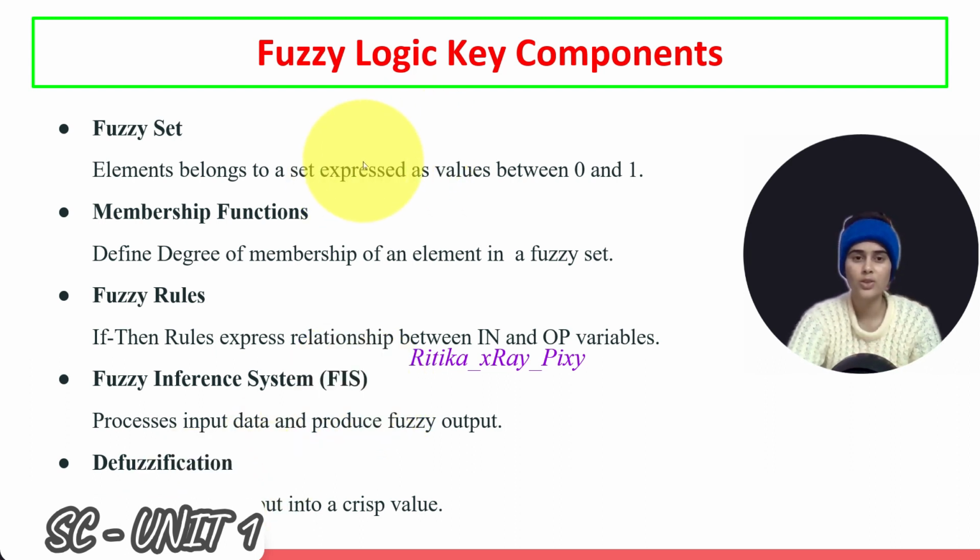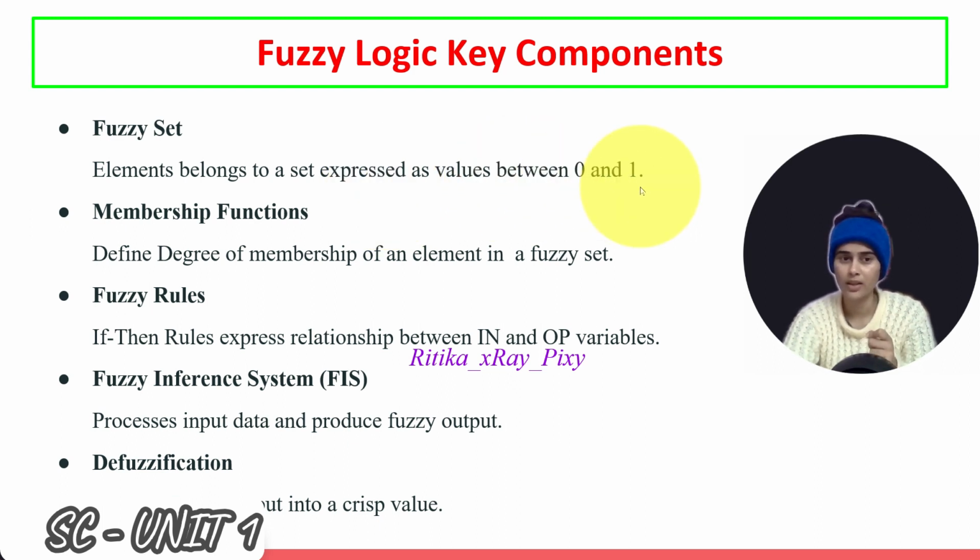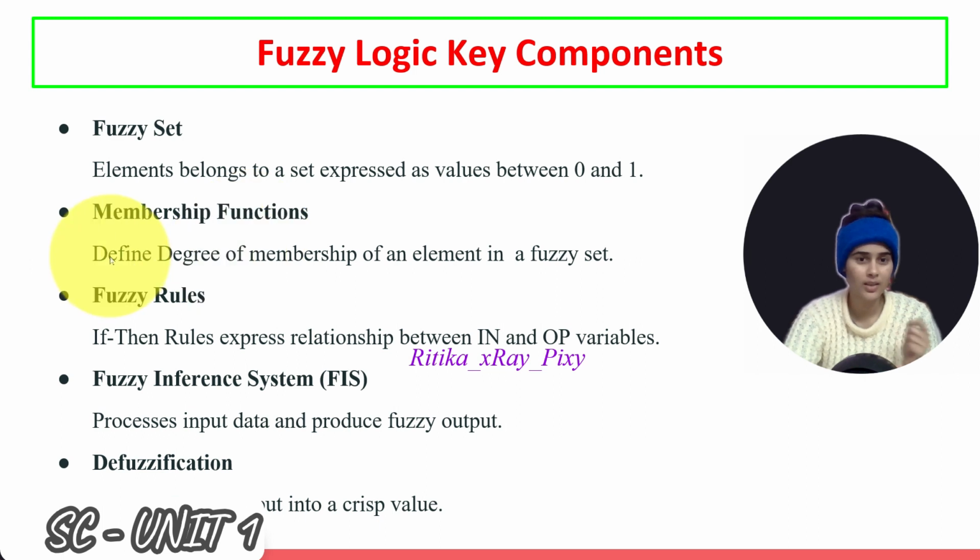Next we have the fuzzy logic components: fuzzy set, membership function, fuzzy rules, fuzzy inference system, and defuzzification. The first component is the fuzzy set. In a classical set, an element either belongs to a set or it does not belong to a set. But in fuzzy set theory, elements can belong to a set to a certain degree, that is the degree of membership, and the value is expressed between 0 and 1. Next we have the membership function that defines the degree of membership of an element in the fuzzy set. We will understand this using an example in the upcoming slides.